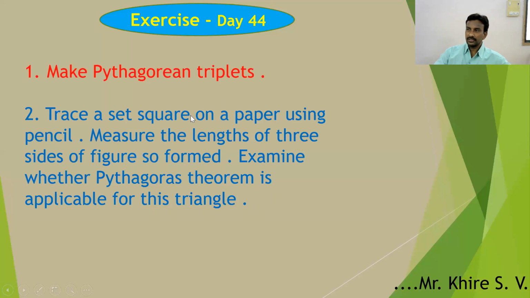Trace a set square. Do you know a set square? In your compass box there are two triangle-shaped instruments. Those are called set squares. Then you have to trace a set square on a paper using a pencil. By using the pencil, you have to draw the border of those set squares or those triangles.